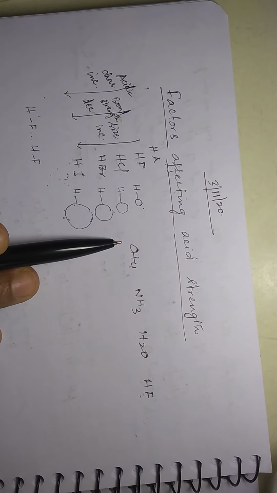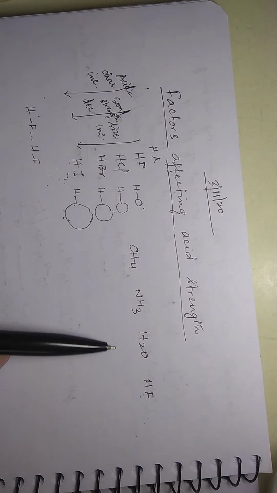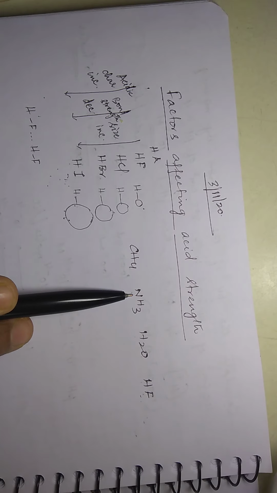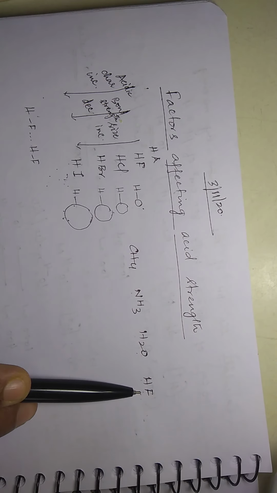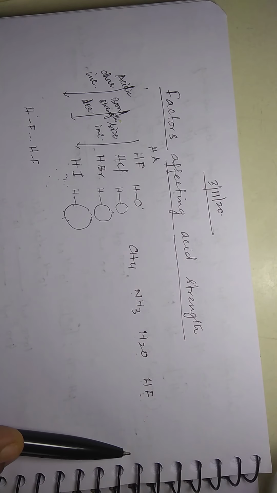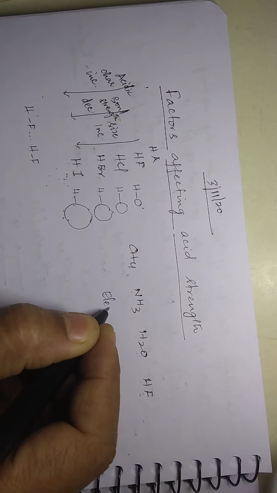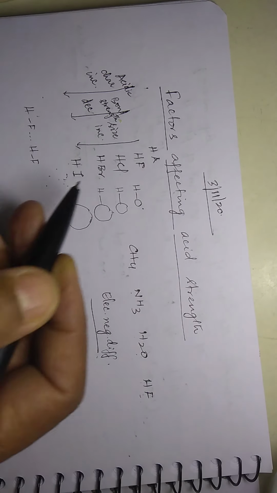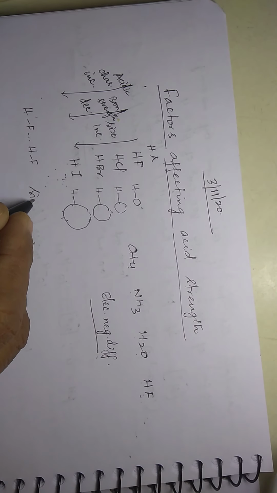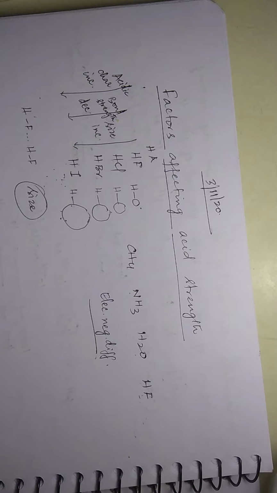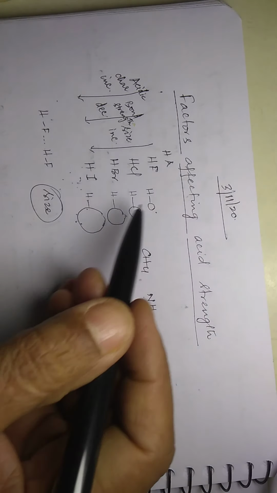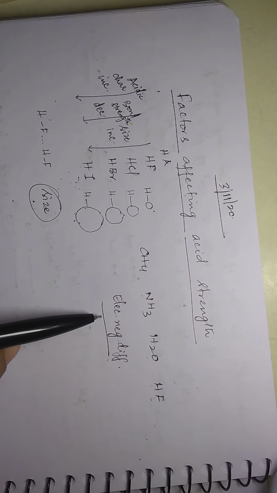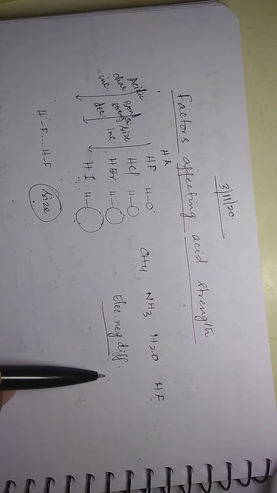Now come to the substances across a period. Now across a period, what happens? Carbon is less electronegative than nitrogen, nitrogen is less electronegative than oxygen, oxygen is less electronegative than fluorine. Across the period, you have to talk in terms of electronegativity difference. Okay, whereas down the group you are going to talk in terms of size. Okay, try to understand. Down the group you will talk in terms of size and correspondingly bond dissociation energy, whereas across the period you will talk in terms of electronegativity difference.